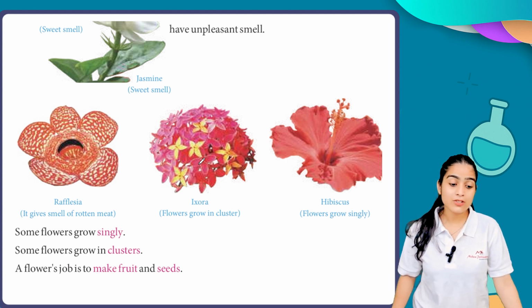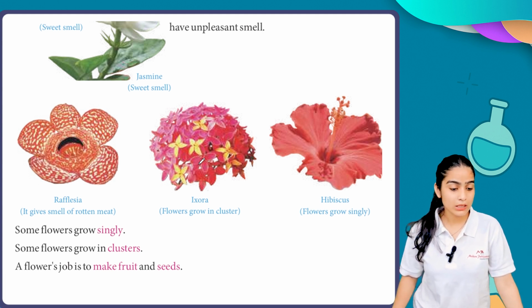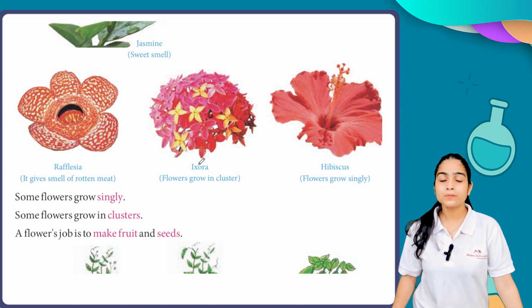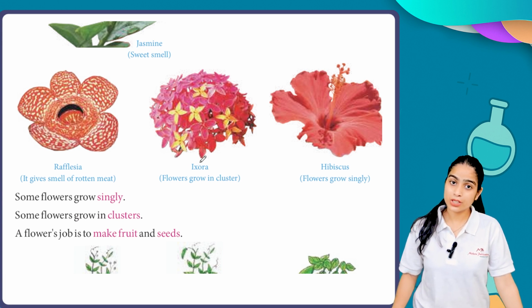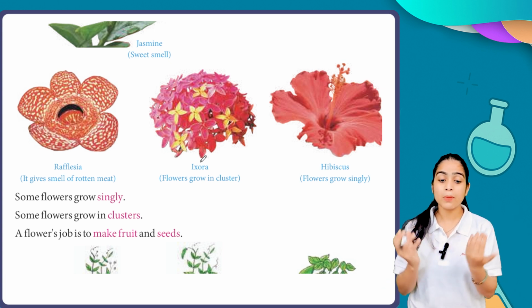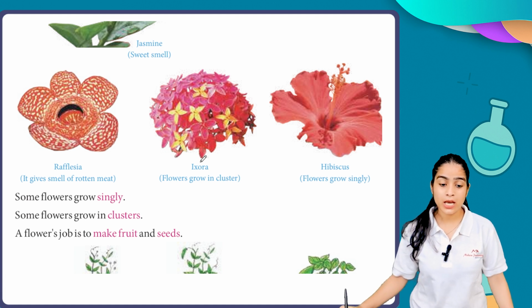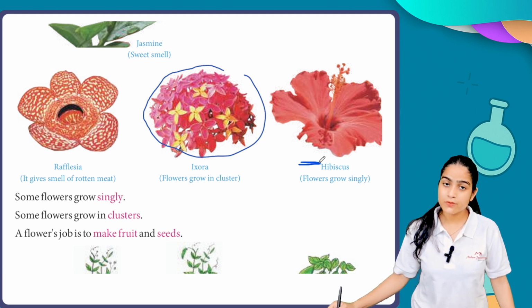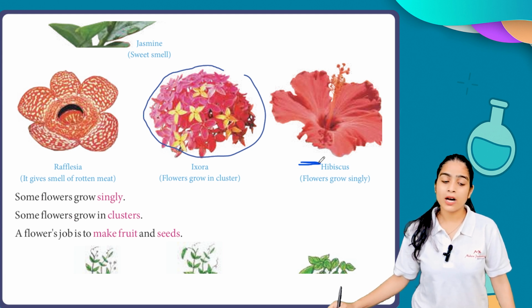Now some flowers grow singly, some flowers grow in clusters, and the flower's job is to make fruit and seed. So how do flowers originate? They originate in 2 ways. Singly means only a single flower, and cluster means when we have a bunch of flowers. If you see ixora, in this we have a bunch of flowers. But if you see hibiscus, in this we only have a single flower. So these are the ways flowers grow.